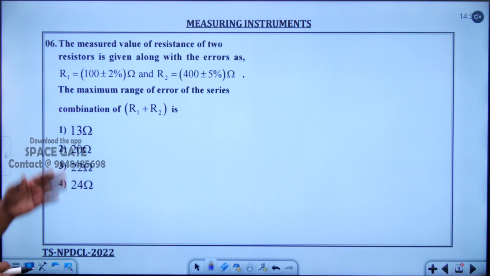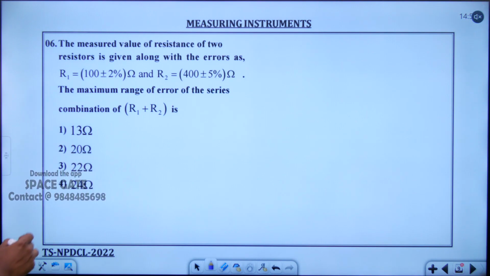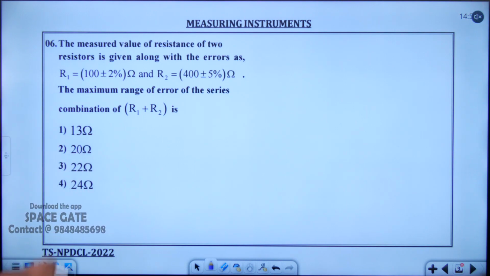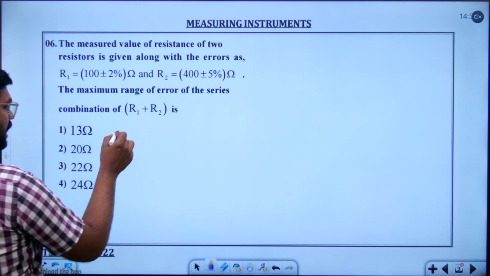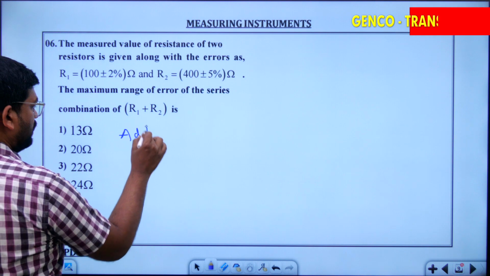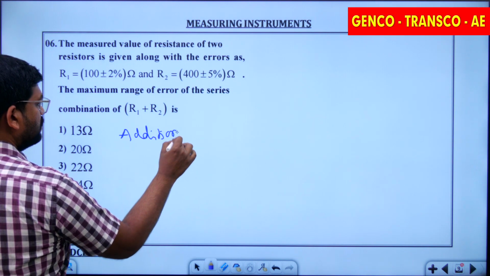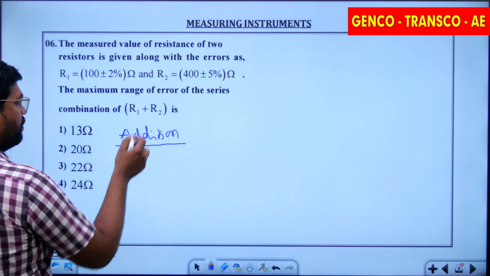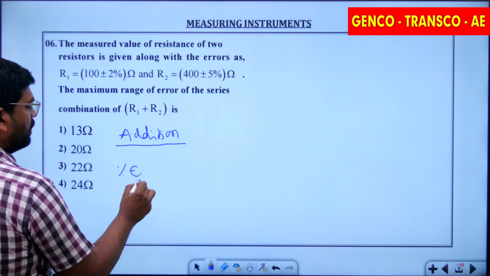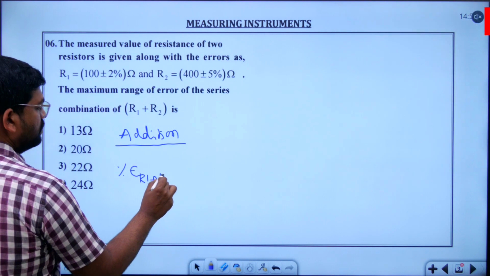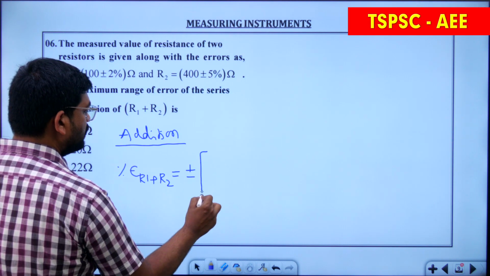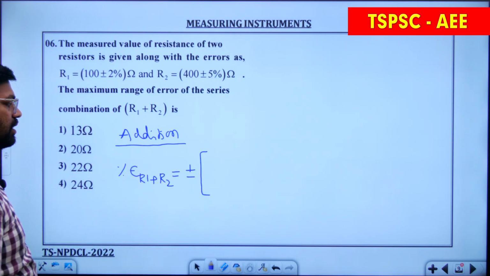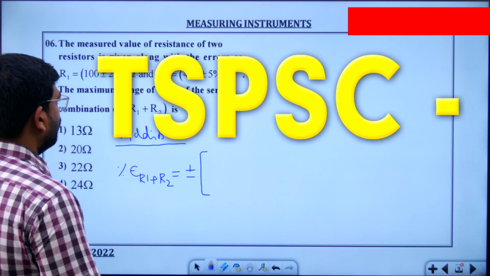the maximum range of error, and he is not asking percentage, he is asking the error in real values. R1 plus R2 means addition, means we have a relation. What is that? Addition or subtraction. What will be the error associated with the equivalent resistance? Simple formula, direct shortcut kind of thing. Directly you can substitute percentages and you can get the result. R1 by R1 plus R2.